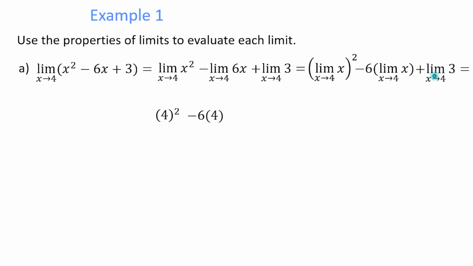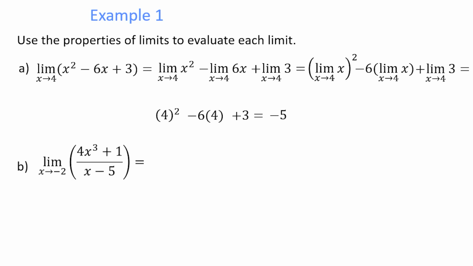The last one is the limit of a constant function. I hope you also remember that. The limit of a constant function at any point will be equal to the value of the constant. So therefore it will be 3 plus 3. Now we need to summarize all this and it will be negative 5.